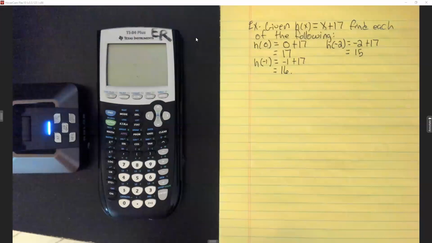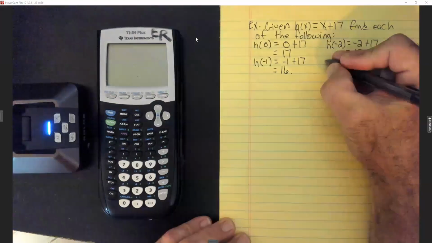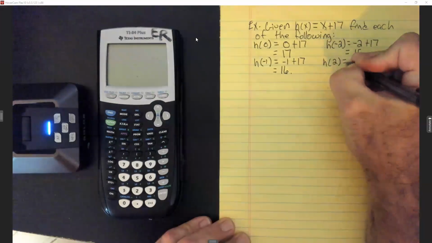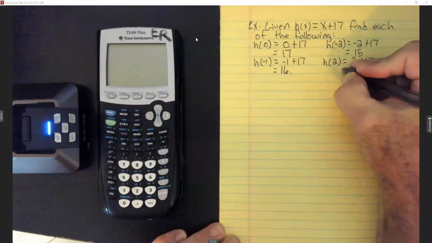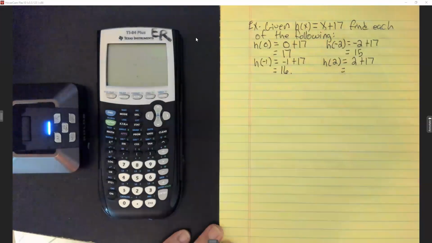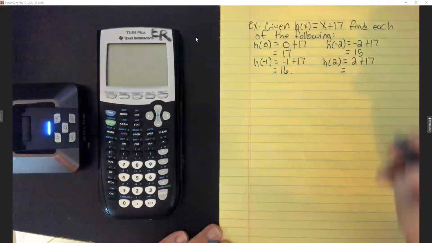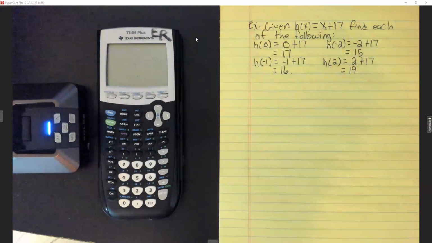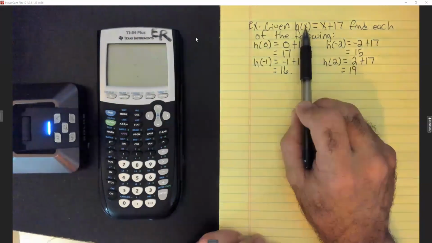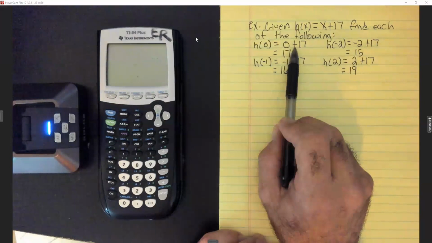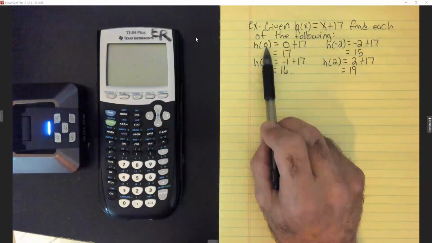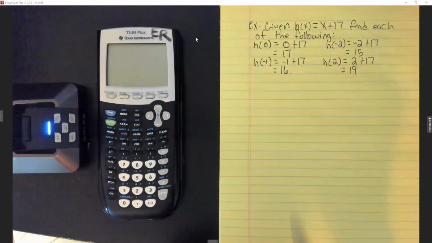All right, then they broke out h of a positive 2. Same thing, put a 2 in for the x, so 2 plus 17. And that's what, 2 plus 17 will give us a 19. So see, this is pretty much shorthand. Instead of me saying, hey, put a 0 in for the x and tell me what you get, I can just say, hey, find h of 0. Okay, so it's almost like shorthand.